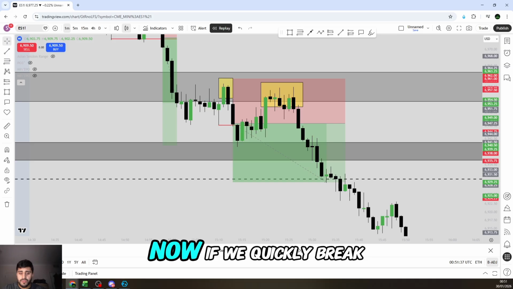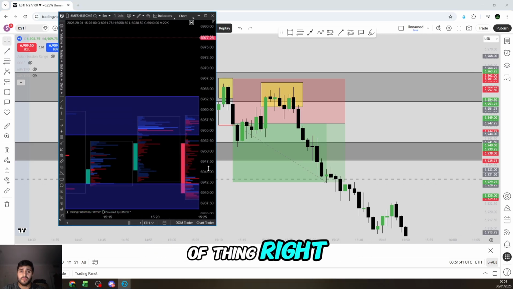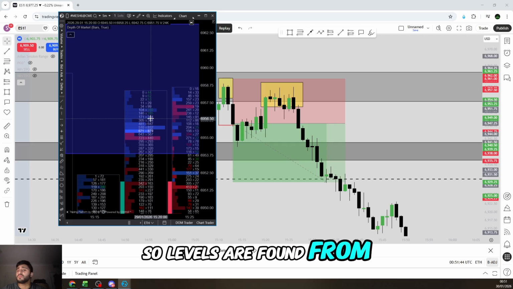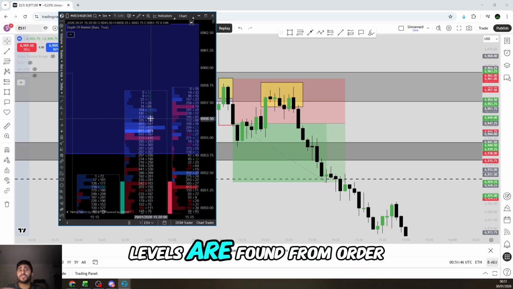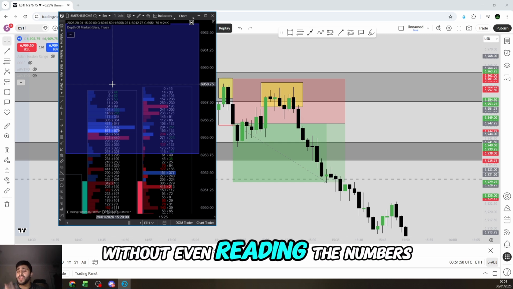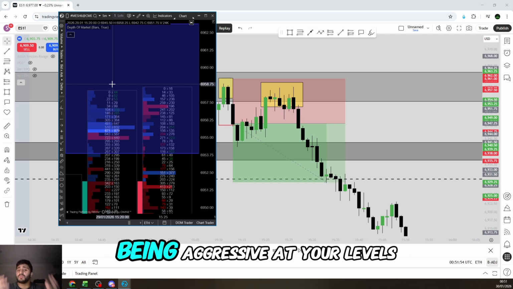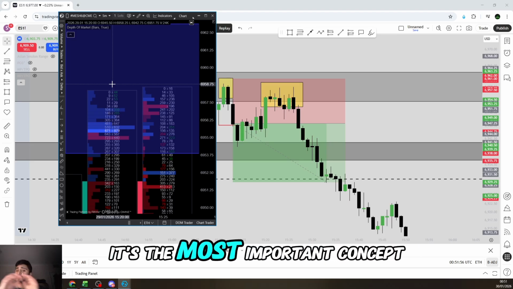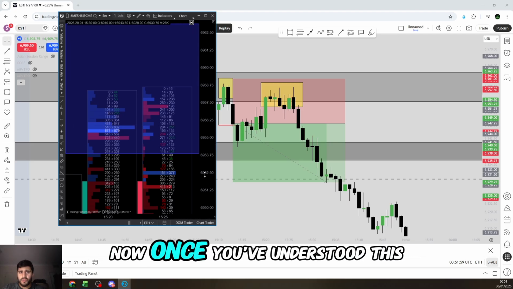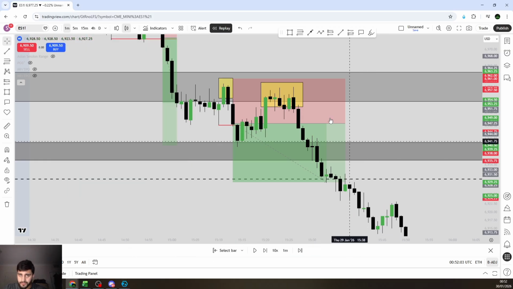Now, if we quickly break down the second set of rejections, it was the same sort of thing. Levels are found from order flow, not the other way around. Levels are found from order flow. Here we can see again a lot of blue delta without even reading the numbers. The order flow footprint charts give you an indication as to who is being aggressive at your levels. It's the most important concept. Once you've understood this, you can start to appreciate why the market moves the way it does.